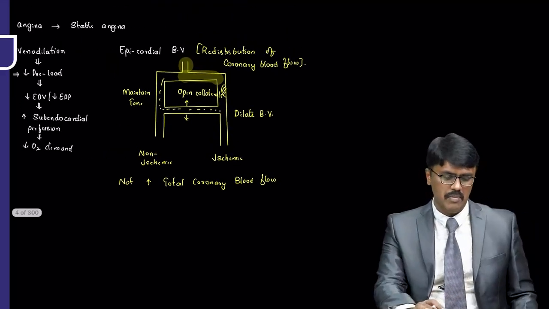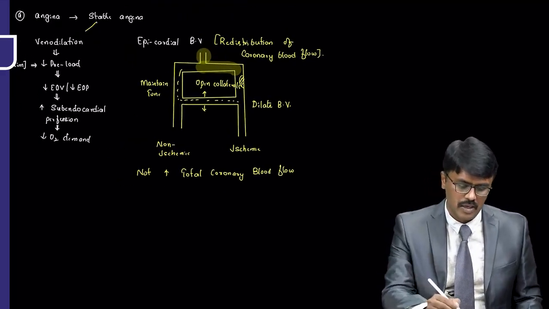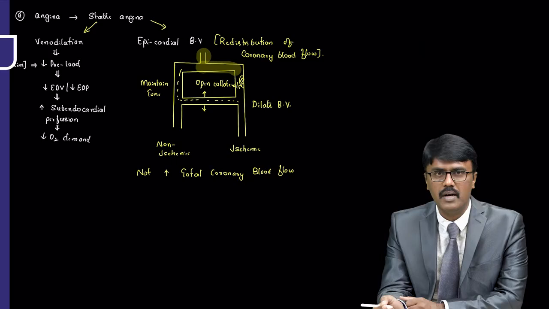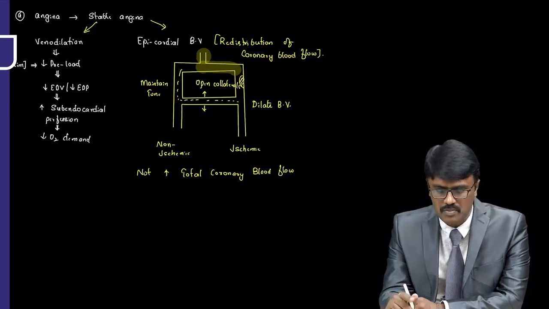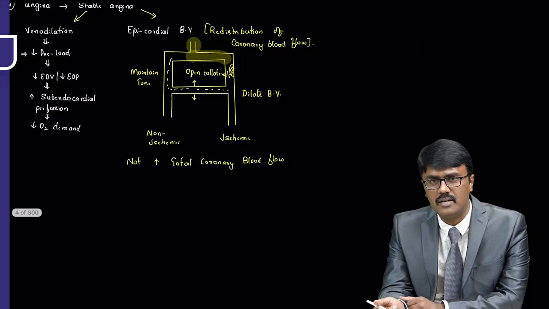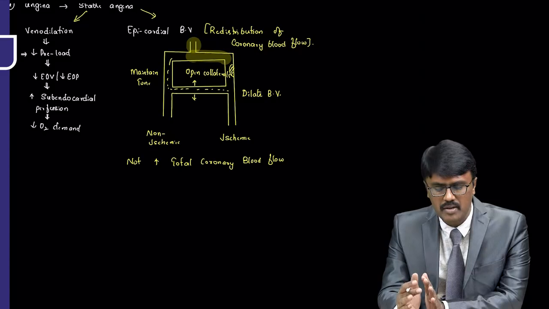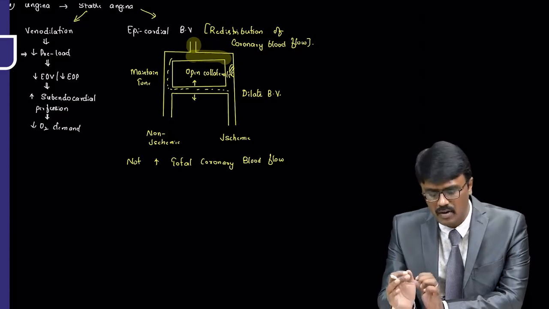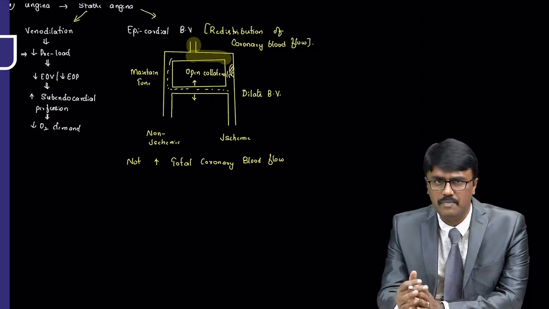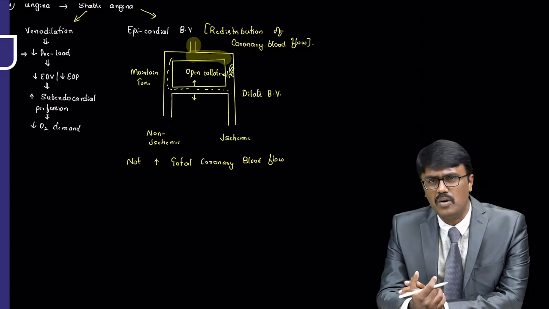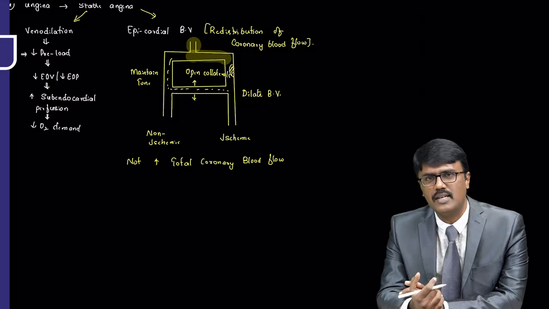Okay guys, so remember in stable angina there are two actions, venodilation as well as dilation of epicardial blood vessels, and they redistribute the coronary blood flow such that they open the collaterals, they dilate the blood vessels in the ischemic zone, they maintain the tone in the non-ischemic zone, and they will not increase total coronary blood flow. Now, I think most of you have heard of a concept called coronary steal phenomenon. Can you tell me which drug can cause that?